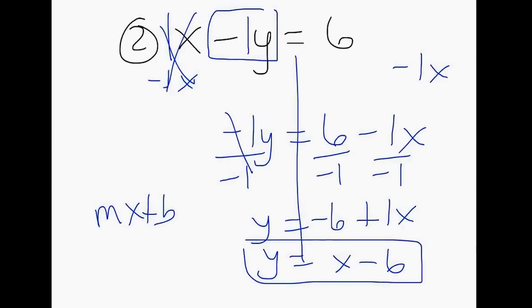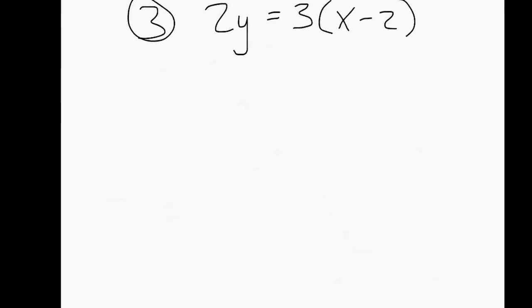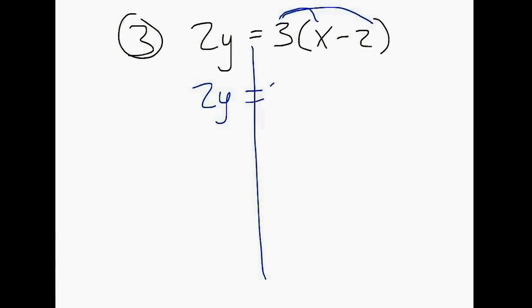Alright, one more example, and we're going to continue. We're going to do lots of these in class, so you're going to get a lot of practice at it. Here, I draw my line down. I look for simplification. This one does have simplification, so I'm going to double rainbow here. Nothing over here. 2y equals 3 times x is 3x. 3 times a negative 2 is negative 6.